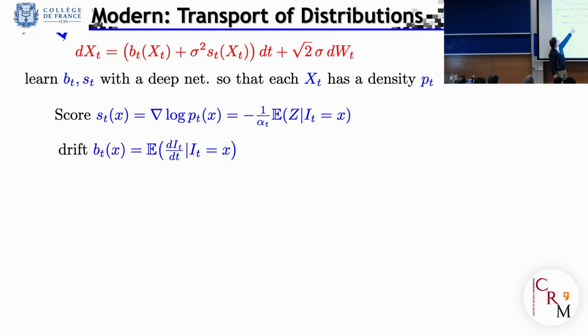And as was shown by Gabriel, it will be given by this expected value of the evolution in time of the interpolant conditioned to the value of the interpolant. And the second term over there compensates the drift which is produced by the Brownian motion, which is over there. And this is the score. This is the log of the probability, which can again be written, and that was called the Tweedie formula, as an expected value of the signal or the noise given the interpolant.